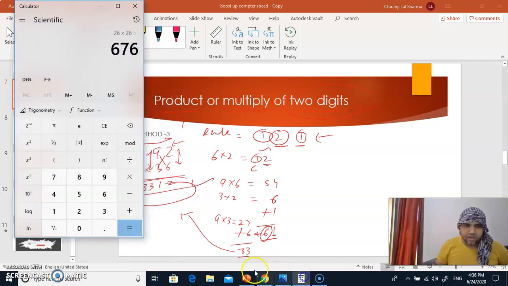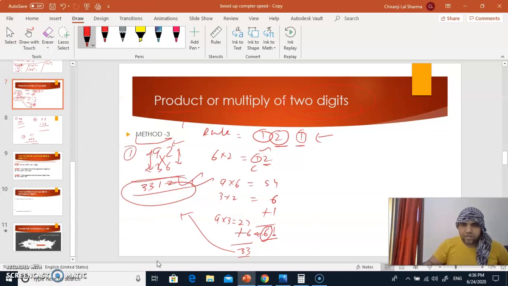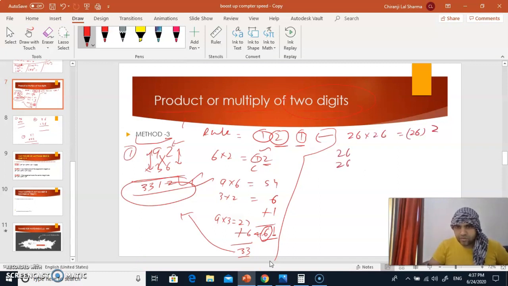So you can check in calculator as well. So what is this? 92 times 36, it's 3312. You can see our result is same. Okay, so let's take another example quickly for the same number. Suppose 26 times 26, or you can write 26 square. So how you will write 26 times 26?